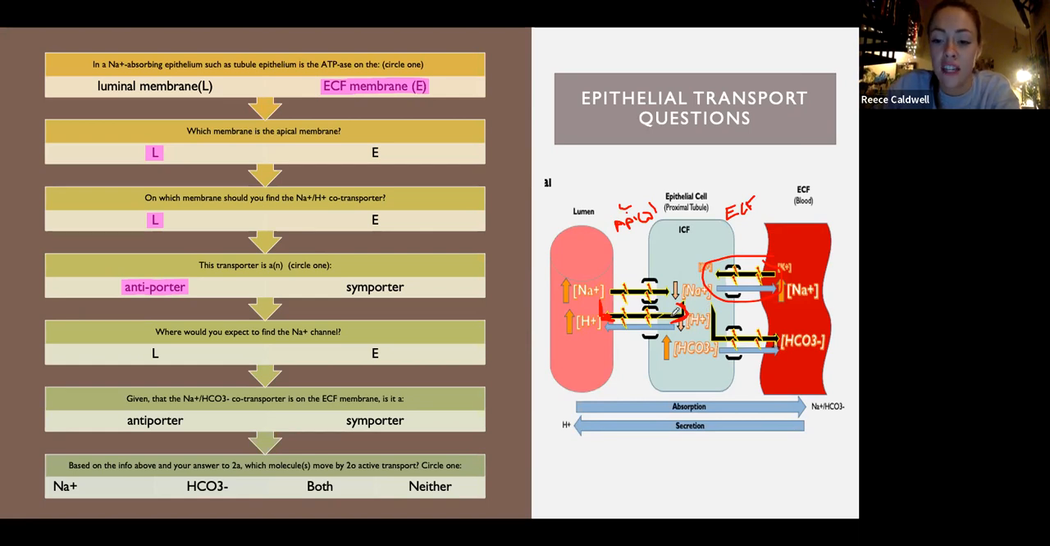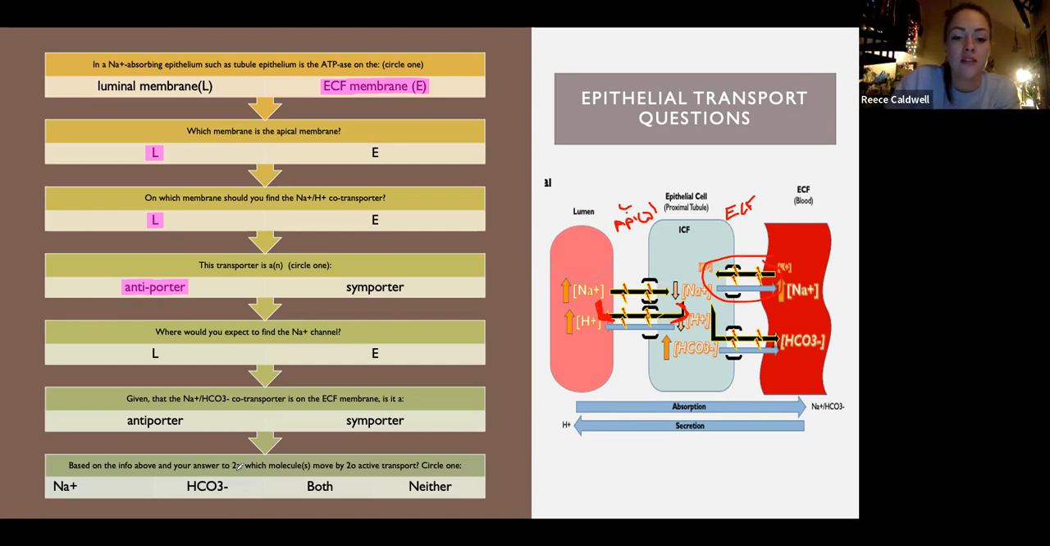Go ahead and fix that on the previous slide. Hopefully you can fix that on your own. Again, sodium should be moving from high to low to give off that energy to hydrogen to move from low to high. So this is an antiport. They're moving in opposite directions.